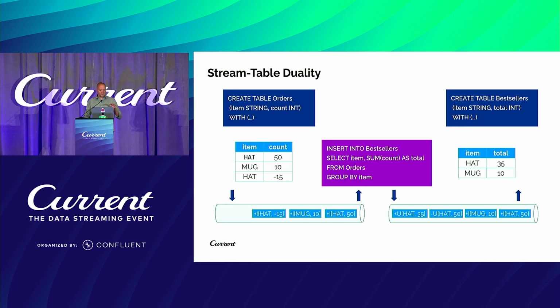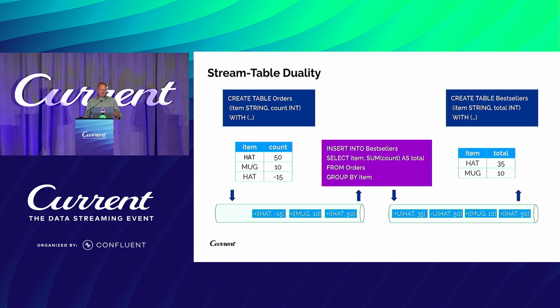And for that, I need to make a quick sidestep about stream table duality. I have an example here where I have an orders table. I have a query that is going to sum up the total amount ordered, and I'm going to sync that in another table, which is my bestsellers table. And this SQL statement, of course, is doing an aggregation, and therefore the result is an updating stream rather than an insert-only stream.